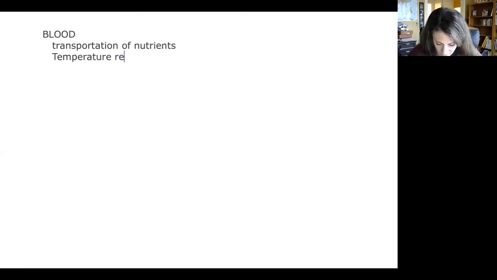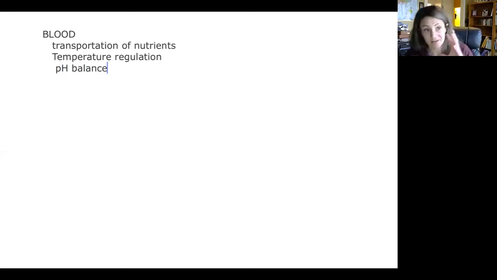Temperature regulation. Our blood helps us with temperature regulation by moving towards the skin. Remember, we have vasodilation in the vessels near the skin during exercise so that we can dissipate heat and so that we can sweat. So our blood is related to temperature regulation and also pH balance. The pH is the acidity of the blood, and the bicarbonate buffer is in your blood. So the blood helps us control our pH balance. Okay, so these are three functions of the blood as it relates to exercise.